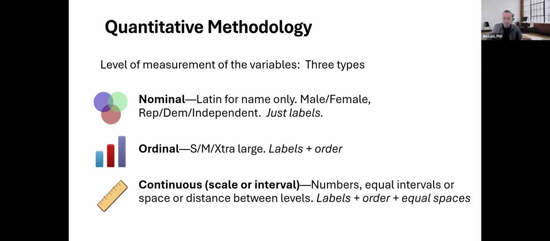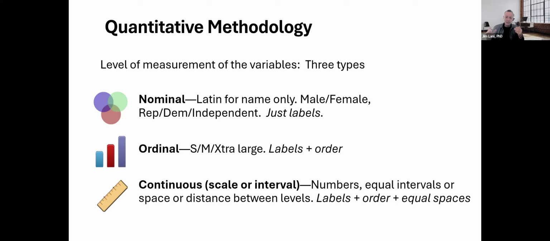So there are basically three broad levels of measurement here. The first is nominal. A nominal is just, it's Latin for name only. That's the mnemonic: name, nominal. Male, female, Republican, Democrat, Green, whatever. They're just labels. That's all they are. There's no hierarchy.